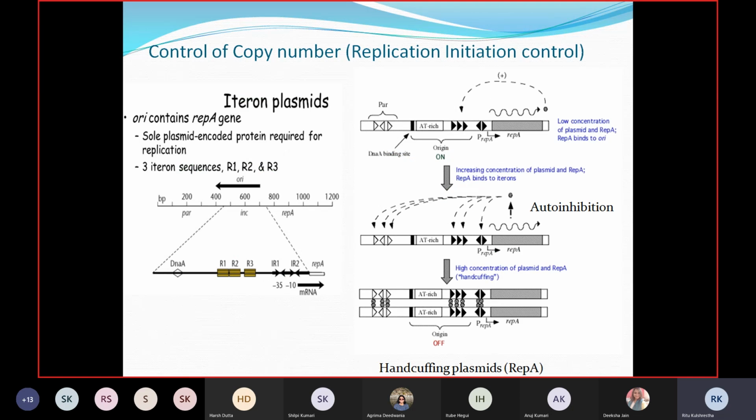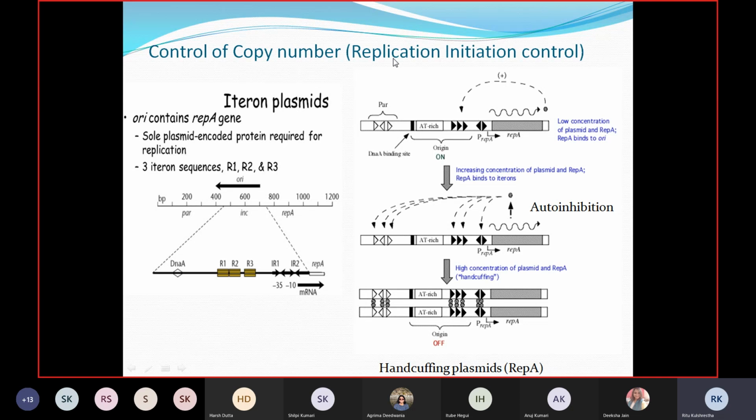Okay. Similarly, there is another method which is iteron mediated. So what are iterons? They are nothing but these sequences. These are repeat regions which are present in the origin of replication. So let's look at this point. There is this ori region, and these are the three iterons. There are two ways by which it was found that the copy number was controlled here.